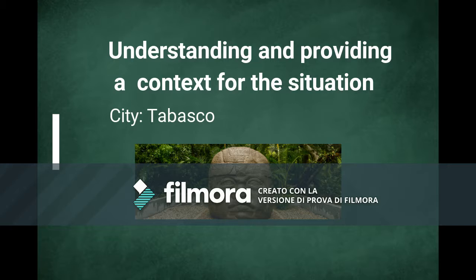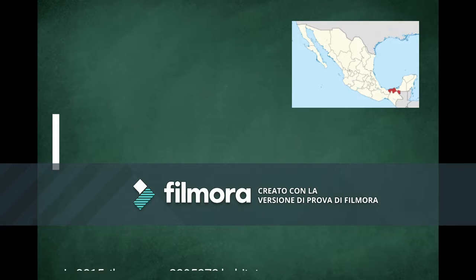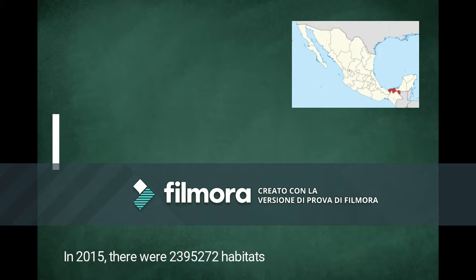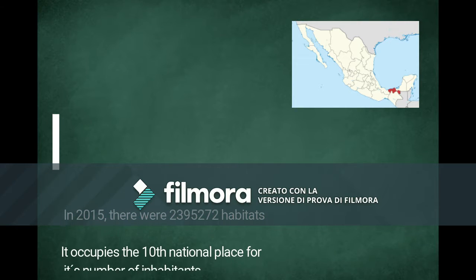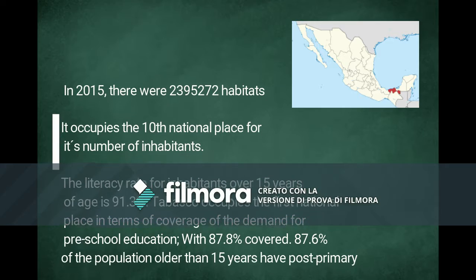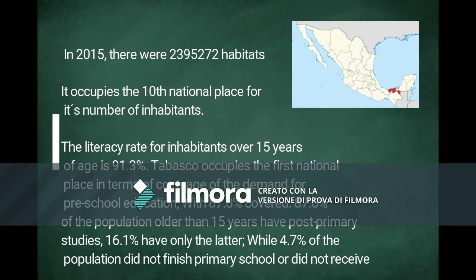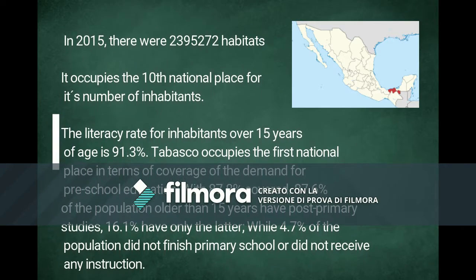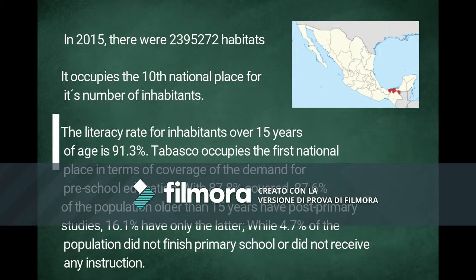My city is Tabasco. In 2015, there were a big number of habitats. Let's talk about Tabasco. It occupies the 10th national place for its number of inhabitants. It is located in the southeast region of the country, bordering the Gulf of Mexico to the north, Campeche to the east, Belize to the southeast, Chiapas to the south, and Veracruz to the west. It is the eighth state less extensive. The location of Tabasco is in a tropical zone.